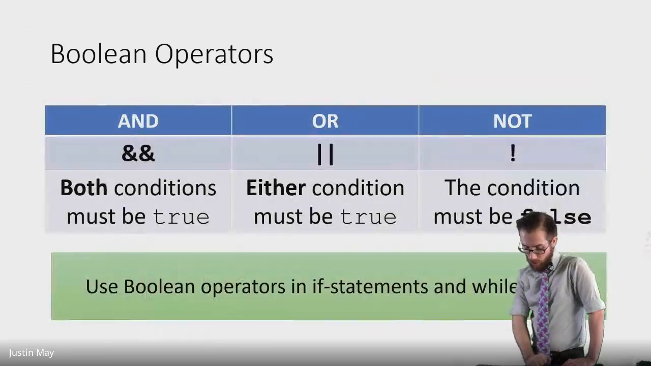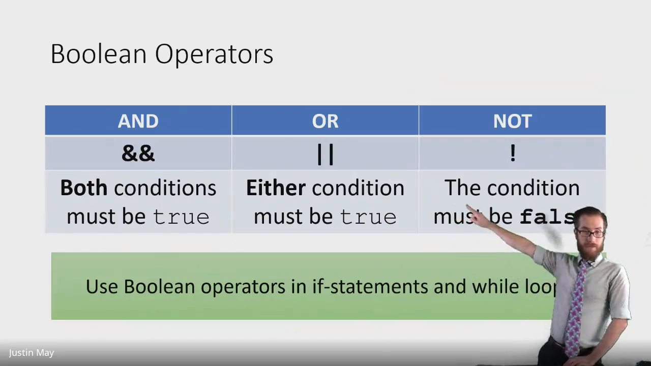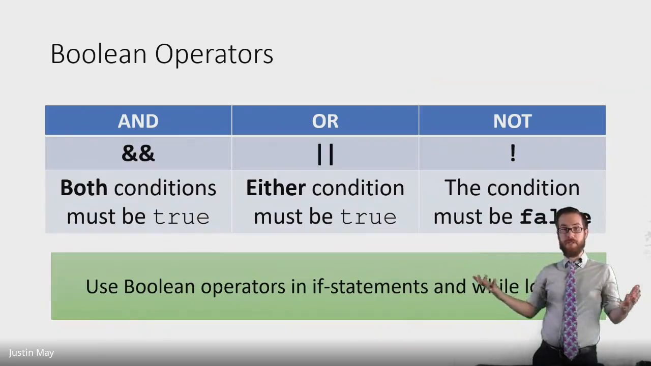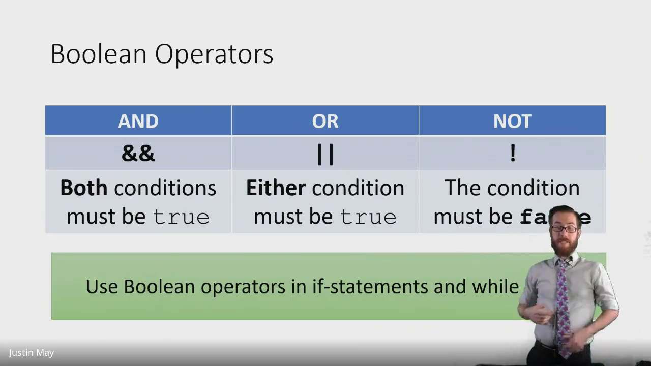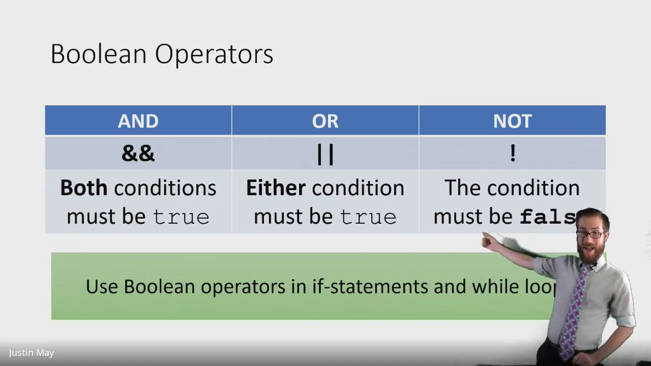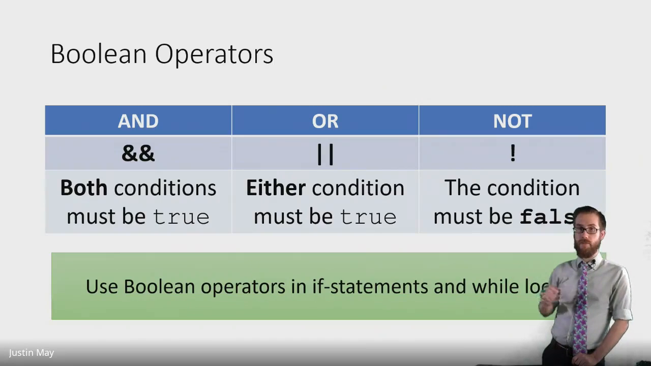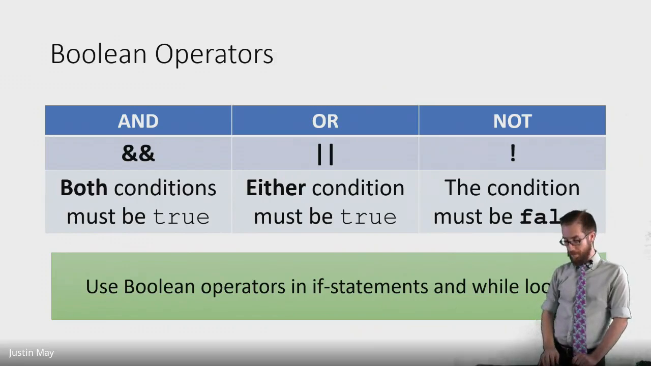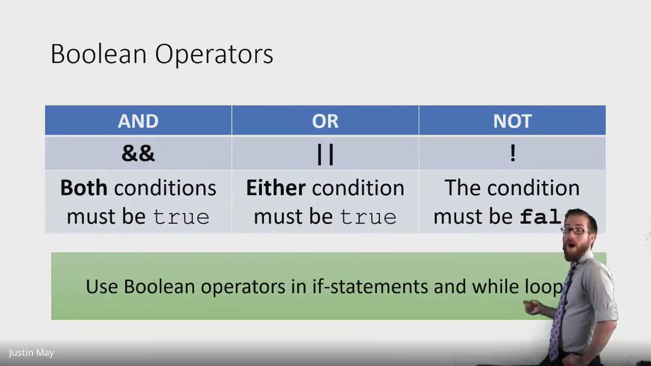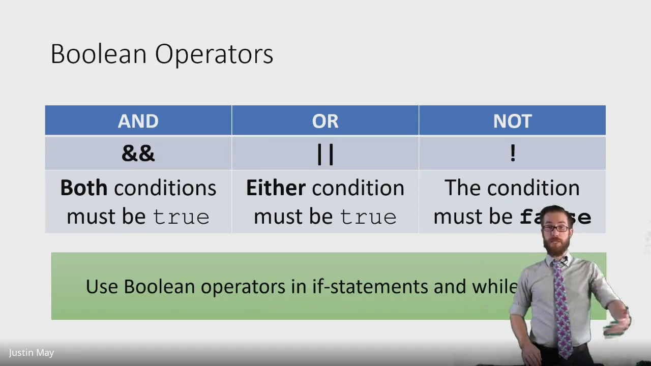So those are our compound Boolean operators. And it's 2 ampersands, and that makes it so both conditions have to be true, or means either one of them can be true, and not means it will evaluate as true if the condition is false. So it negates whatever the condition is. It's the opposite. And you can use these in if statements or in while loops in the condition portion of that to check multiple conditions at once.